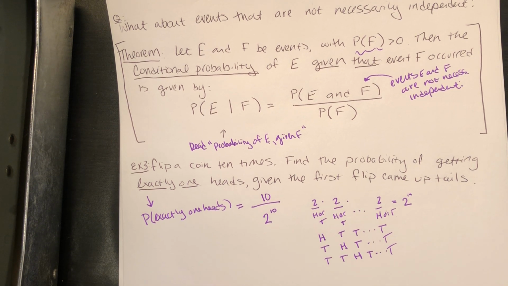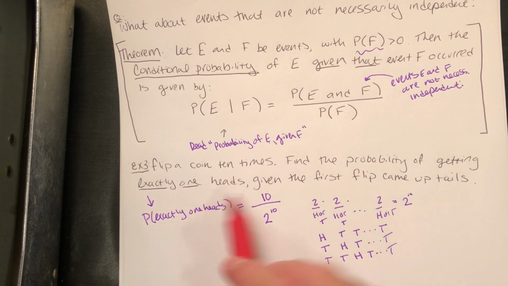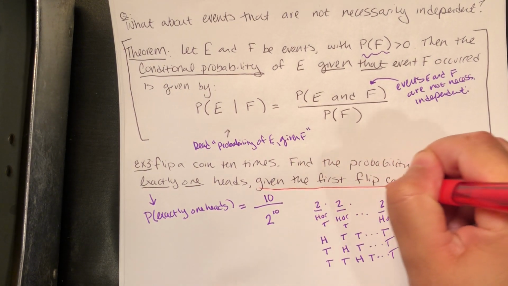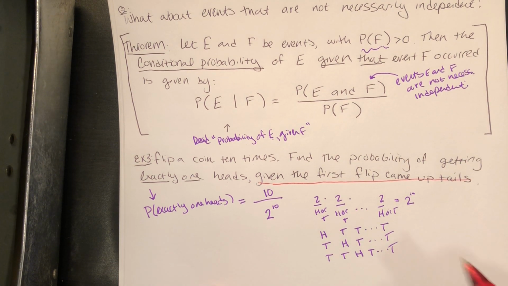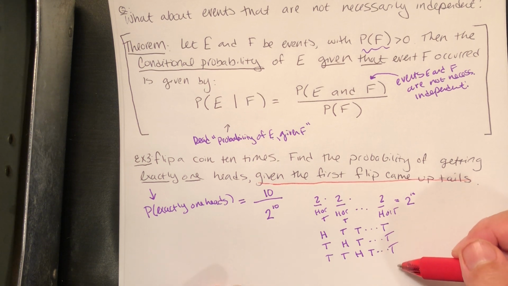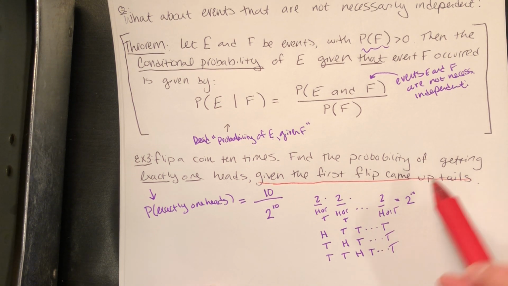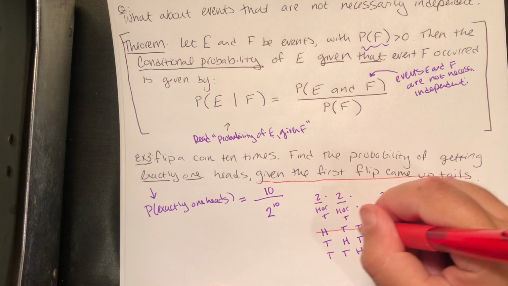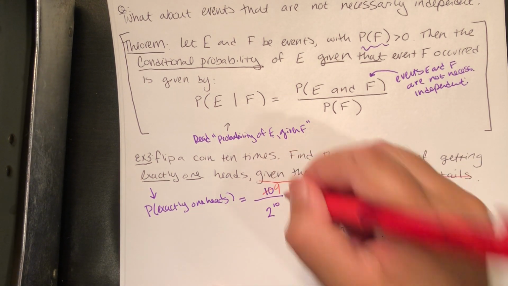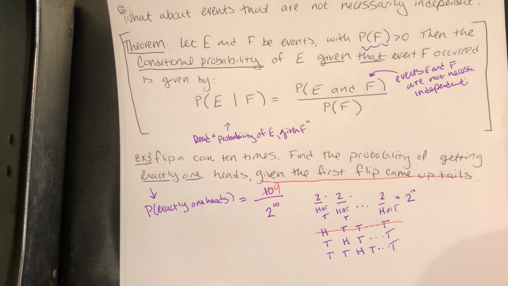Except they're giving us more information here. They want you to find the probability of getting exactly 1 heads, given that the first flip came up tails. So essentially, they really want you to rule out one of these scenarios here. They want you to rule out the scenario that the first flip came up heads, because they're telling you that didn't happen. They're telling you that the first flip came up tails. So really, this should be 9 over 2 to the 10. But let's make sure that tracks with what we saw in the theorem above, the conditional probability.